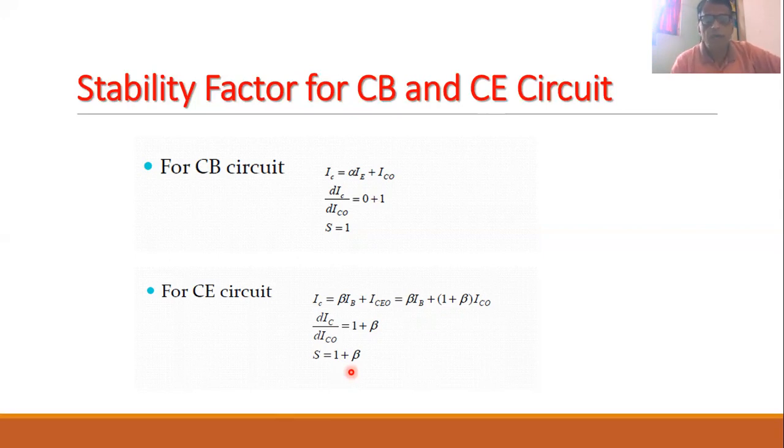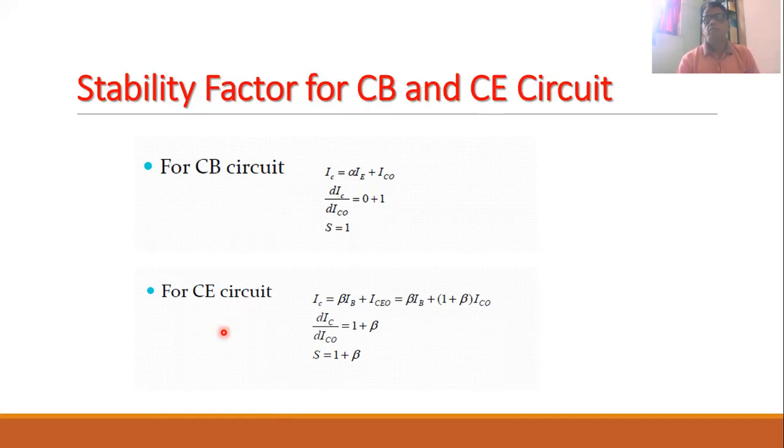So here you will observe that the stability factor for common emitter circuit is much higher than that of the common base circuit, because the value of beta can be a 2-digit number or 3-digit number. For example, if the value of beta is 20, then the stability factor will be 1 plus 20, that is 21. So for common emitter circuit, the stability factor is higher than that of the common base circuit. So as far as the biasing stability is concerned, the common base circuits are superior to common emitter circuits.